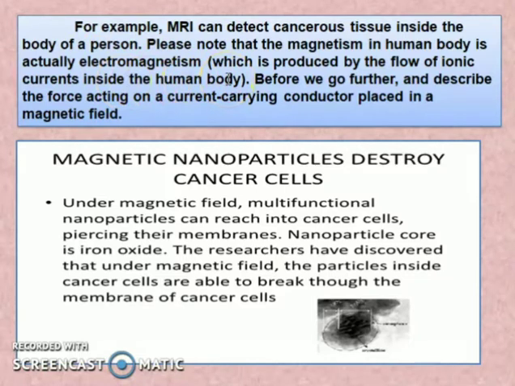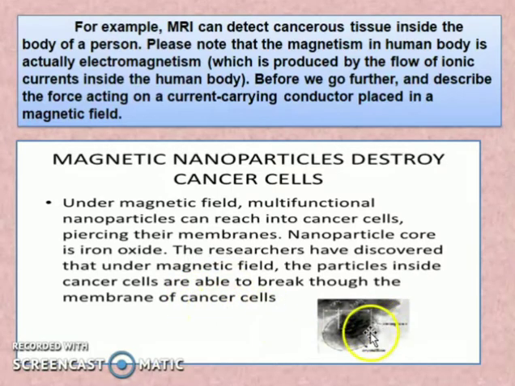So, before we go further to describe the force acting on a current carrying conductor placed in a magnetic field, you can see here the magnetic nanoparticles destroy the cancer cell. Under the magnetic field, the multifunctional nanoparticles can reach into the cancer cells, piercing their membrane. The nanoparticle's core is iron oxide. The researchers have discovered that under the magnetic field, the particles inside the cancer cells are able to break through the membranes of a cancer cell.